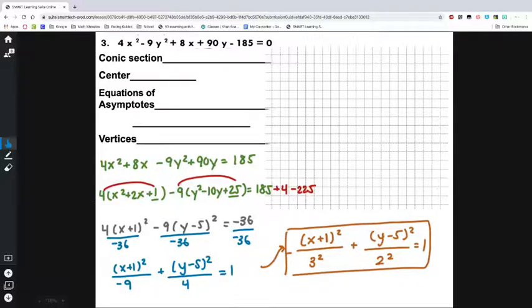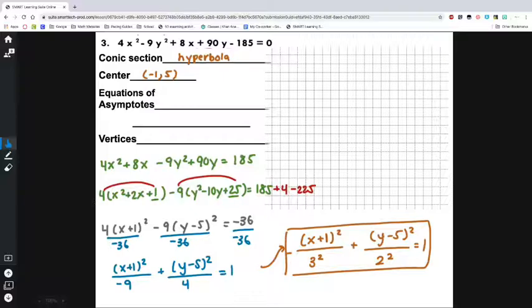Let's figure out what we need in order to graph. So the center here is going to be (-1, 5). That comes from looking at what's inside with x and what's inside with y. We take the opposite sign. We'll find the equations of the asymptotes in a minute, and then we'll talk about the vertices after that.